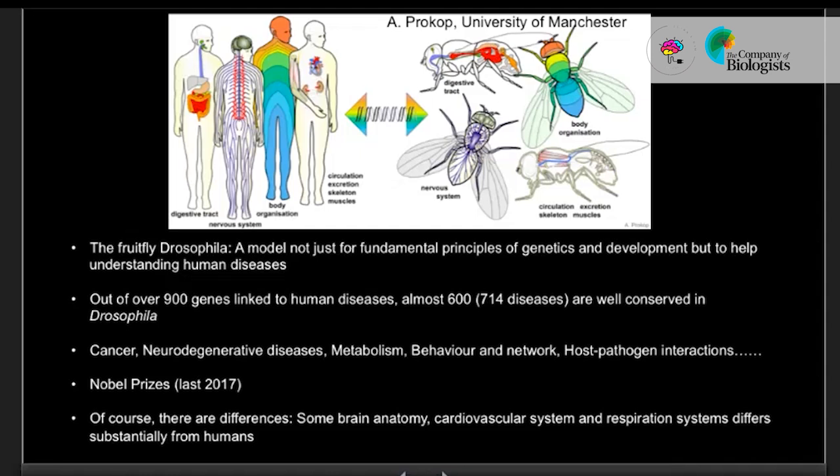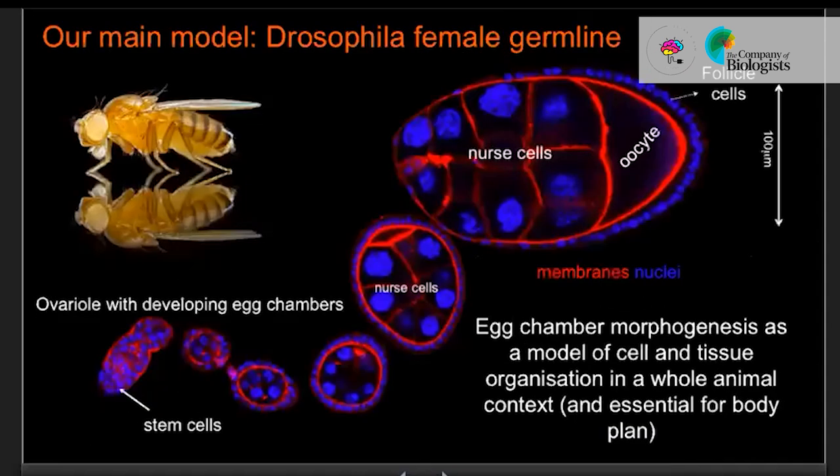And that's what I want to say at the end, that there are differences. There are differences in the brain anatomy, cardiovascular system, respiratory system, but there are a lot of similarities. So know the limitation. And the work in fly has given rise to several Nobel Prizes, including the last one in 2017. Our main model system in the fly that we use, the main organ that we are studying, is the ovary, but we have also done work in other systems, including neurons, as you will see.